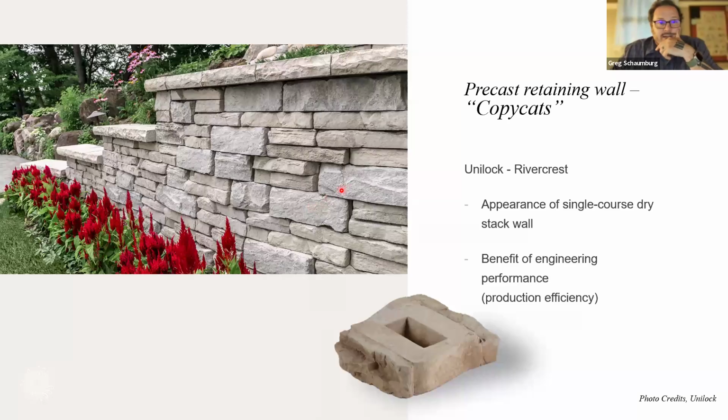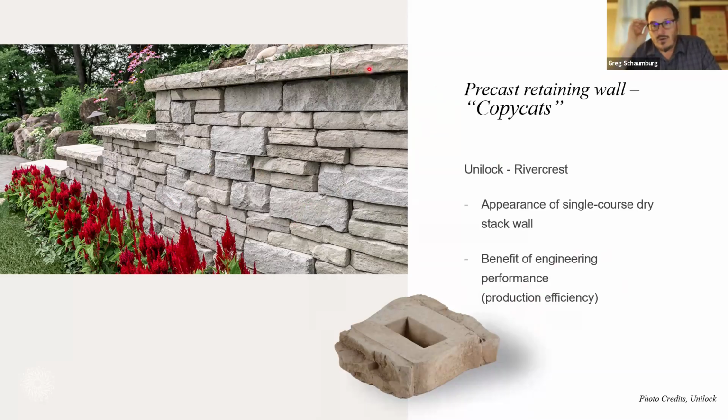In this one, I think there's probably about a dozen different Unilock Rivercrest unit sizes. So from that manufacturer, they've engineered a whole bunch of those kit of parts that all fit together, and they're all interchangeable. So from this part, you get the benefit of an engineered performance. You know how it's going to react, but you also get the production efficiency that it'll go down fast.